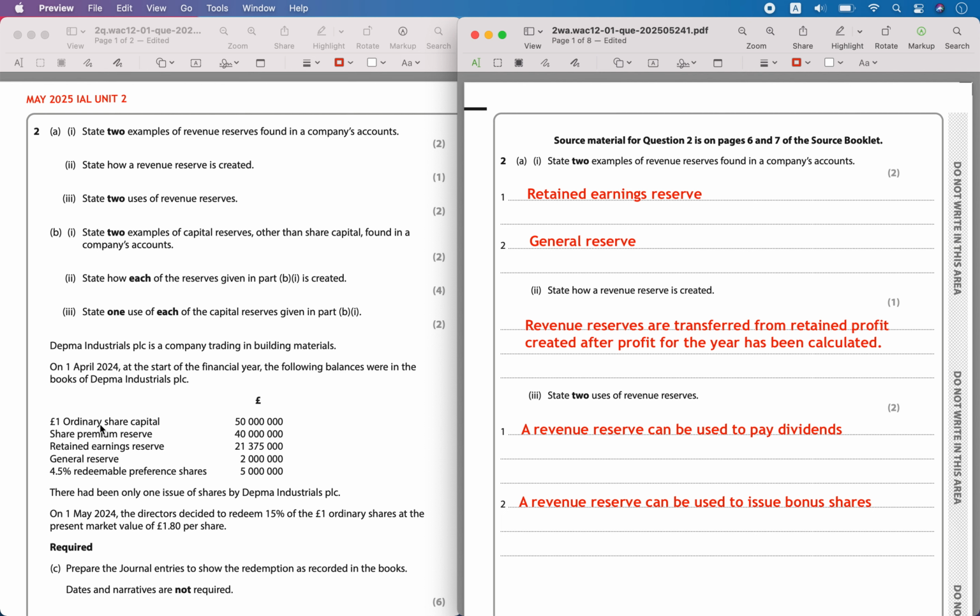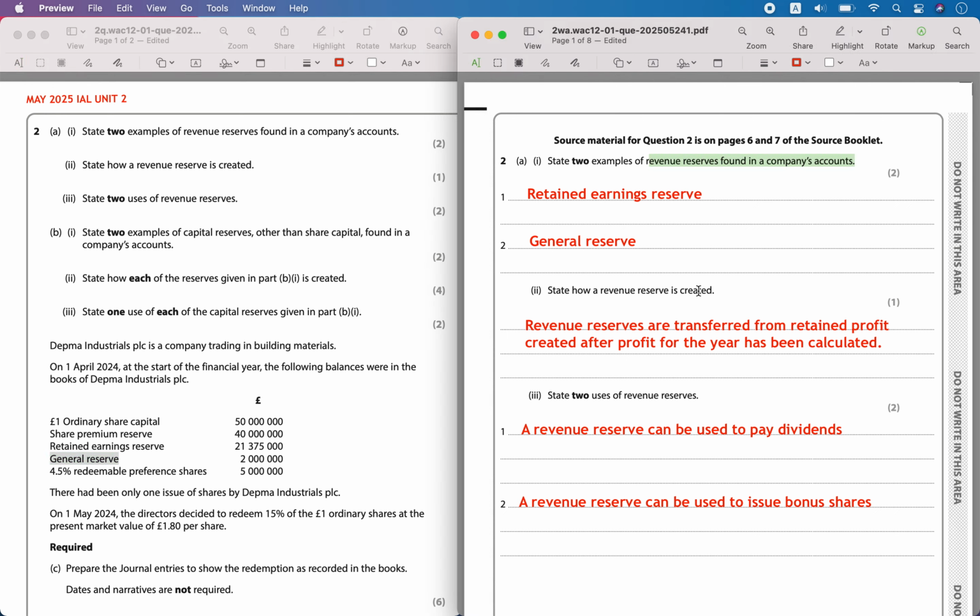So the two examples of revenue reserves which I can see are, the first one, retained earnings. I can use retained earnings to issue dividends, and I can use them to issue new shares of the company. So these are distributable reserves, so they are revenue reserves. Then the second reserve is the general reserve. These are the revenue reserves.